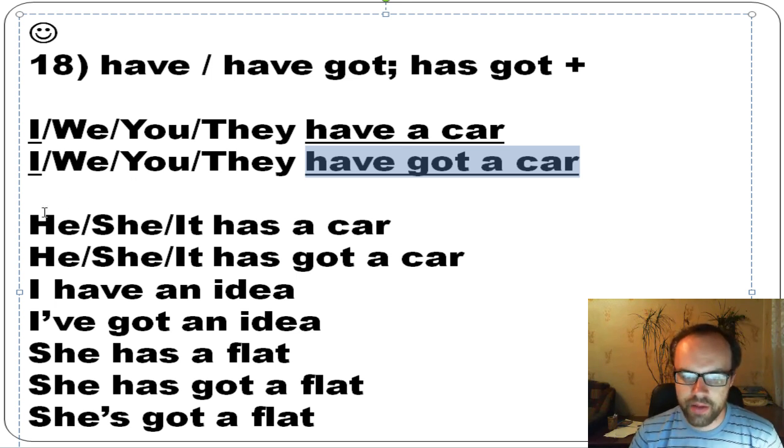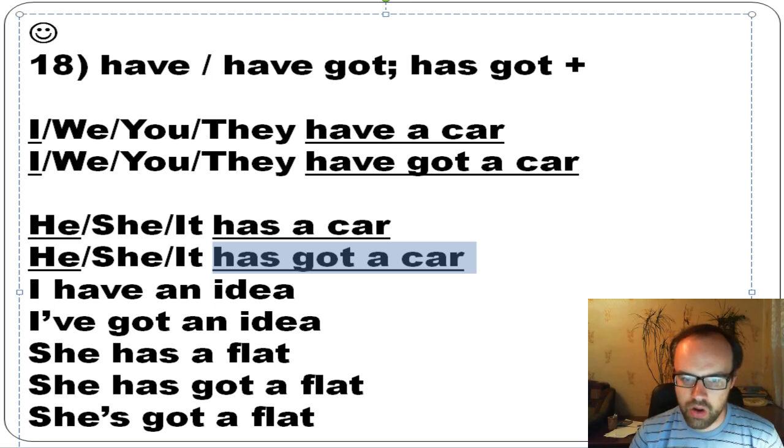If you have he, she, it, you use has or has got. Look, he has a car, or you can say he has got a car. She has a car, or she has got a car. It has a car, or it has got a car. For example, the company. Okay?